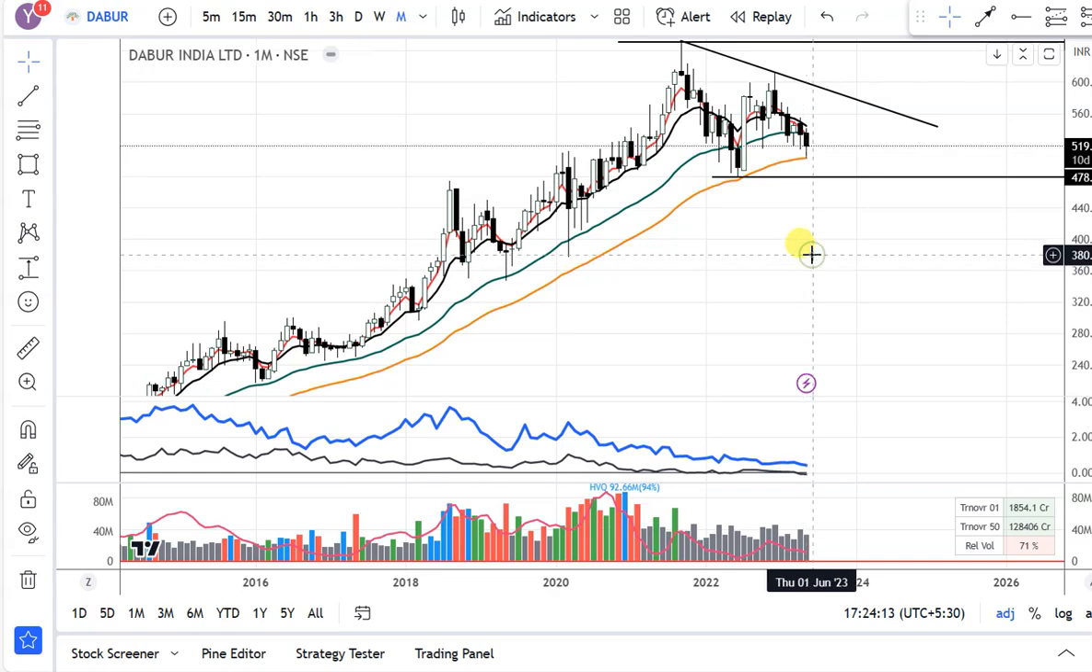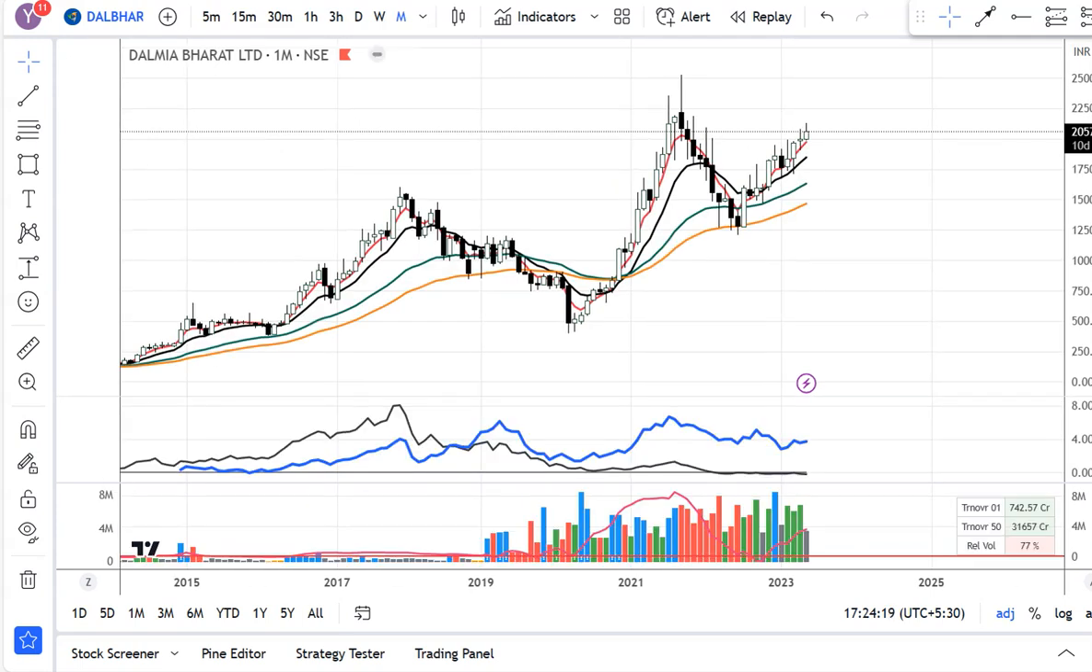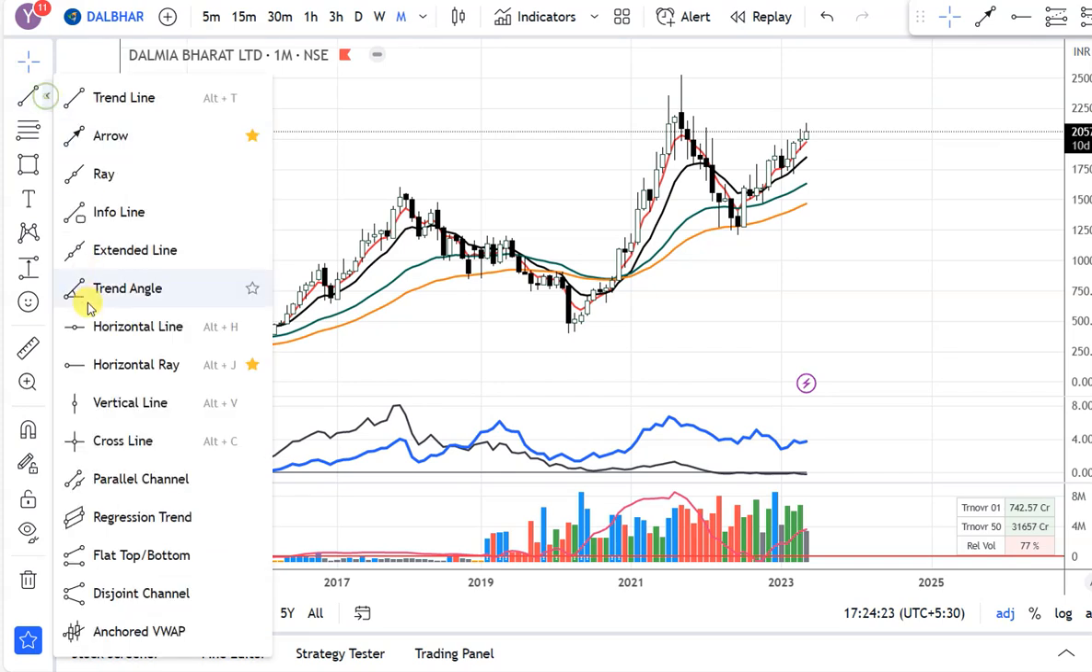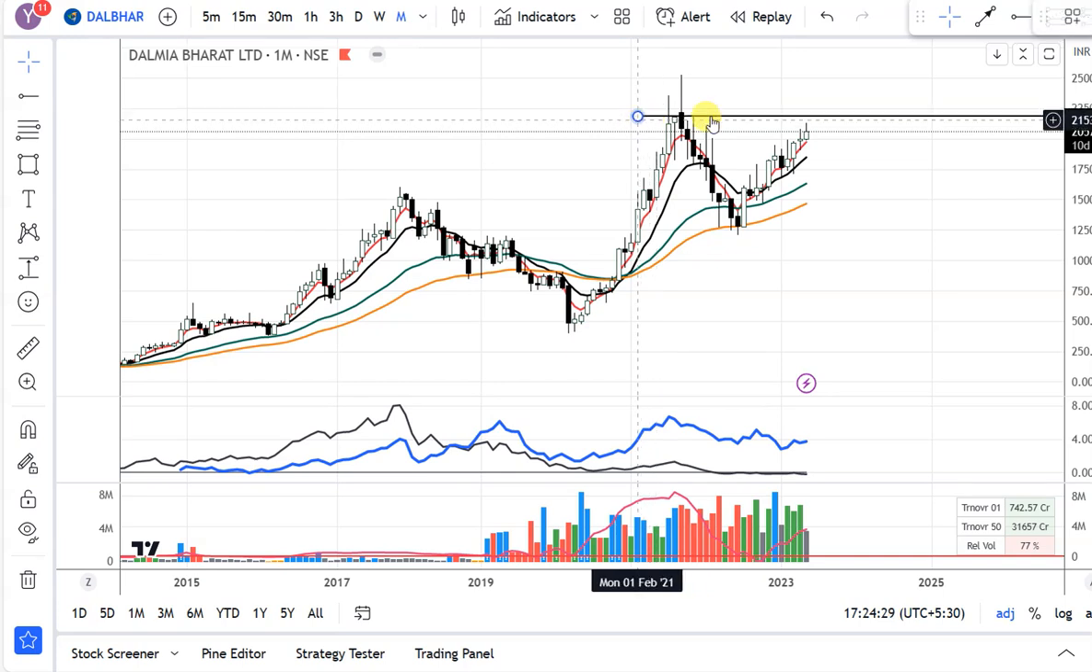Dalmia Bharat, it's sliding a little bit up, but finding its resistance near this candle. That's where the major selling has happened. The stock tried for 1 month to balance it out, but in the third month, it just gave a slash in this area. So 2190 becomes a very critical area. There's nothing in this stock as of now.